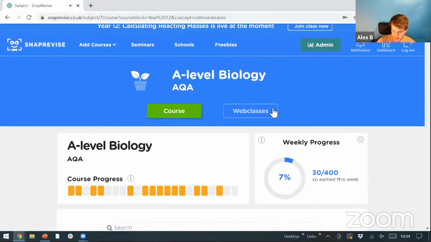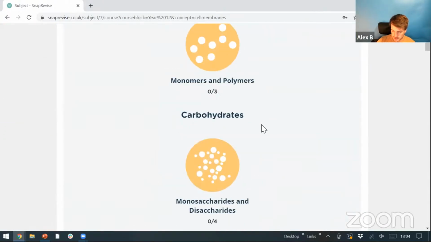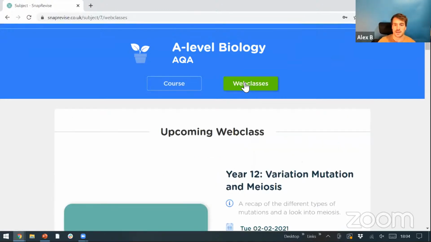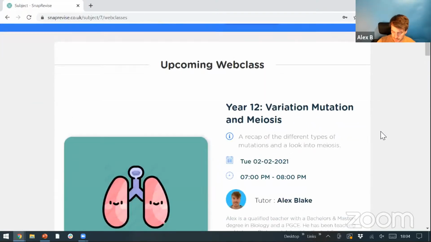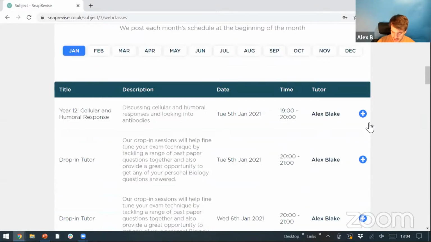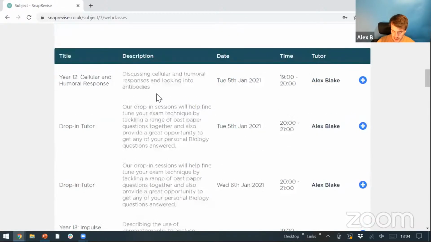So another part of the course are these web classes. This is one side. We also run web classes, kind of like the class we've done this evening. For example, we've got some this week. I'm doing one on Tuesday this week on mutation and meiosis. We do basically 4 sessions a week for each subject.